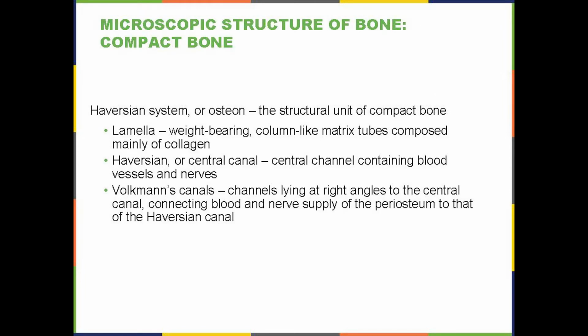Okay, so now we're going to go through the osteon. The osteon is the functional unit of compact bone. It's also called the Haversian system. And it consists of a central opening that's called the Haversian canal, and then it's in layers.